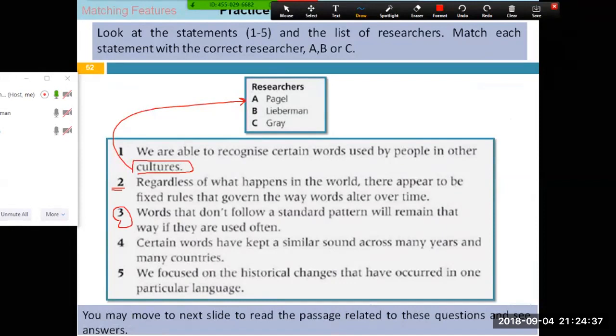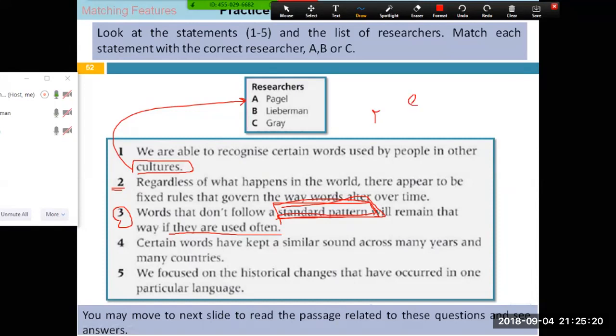Words that don't follow a standard pattern will remain that way if they are used often. Lieberman. Why? Which standard pattern is being mentioned here? Words that don't follow a standard pattern. Which standard pattern is he talking about? Maybe the standard pattern is regular. Regular, well done.